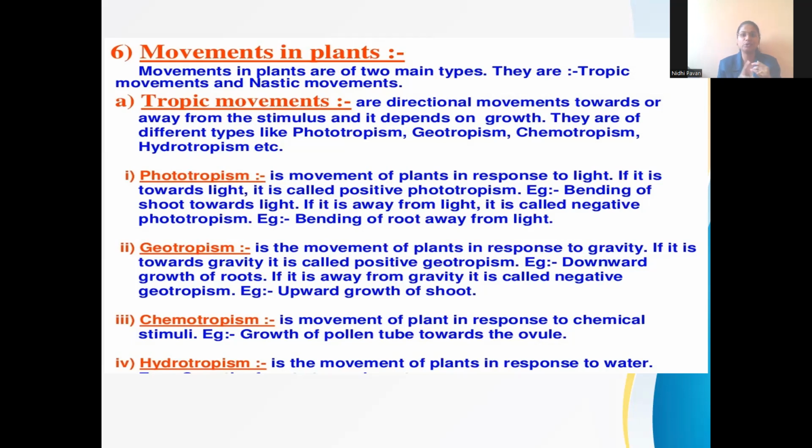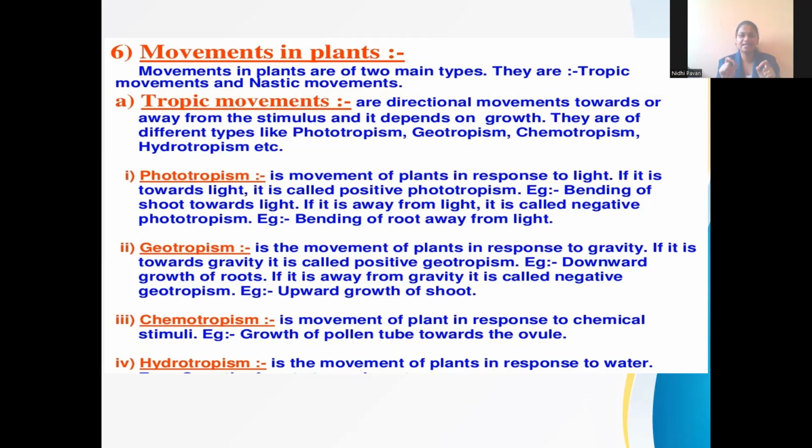Movements in plants are of two types mainly. The first one is tropic movements. The second one is nastic. These are the two main types of movements, tropic and nastic. First we learn about tropic movements. Tropic movements are directional movements towards the stimulus or away from the stimulus.